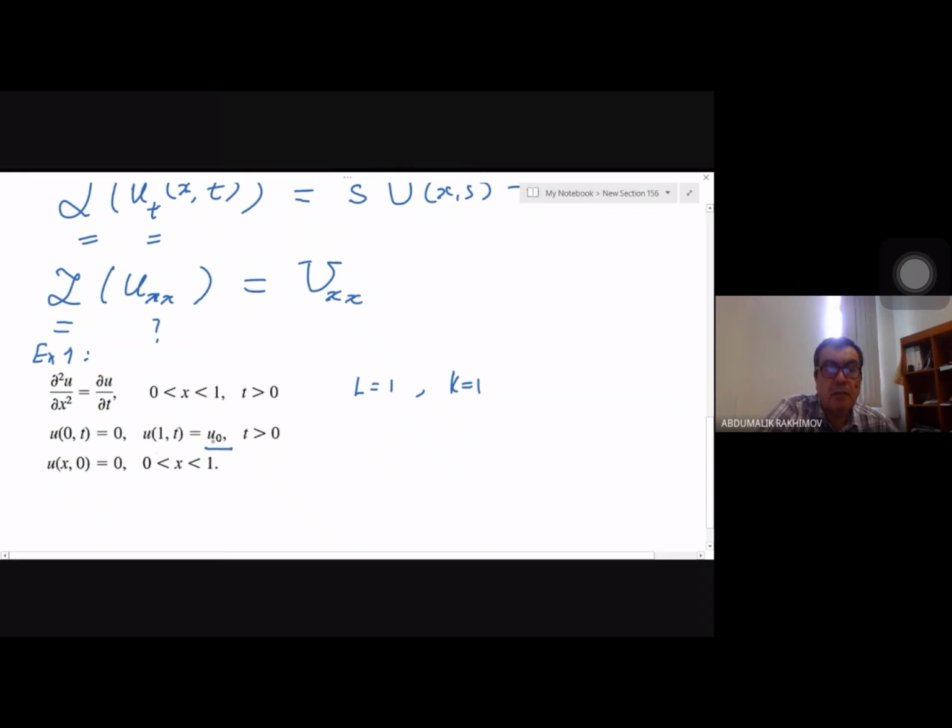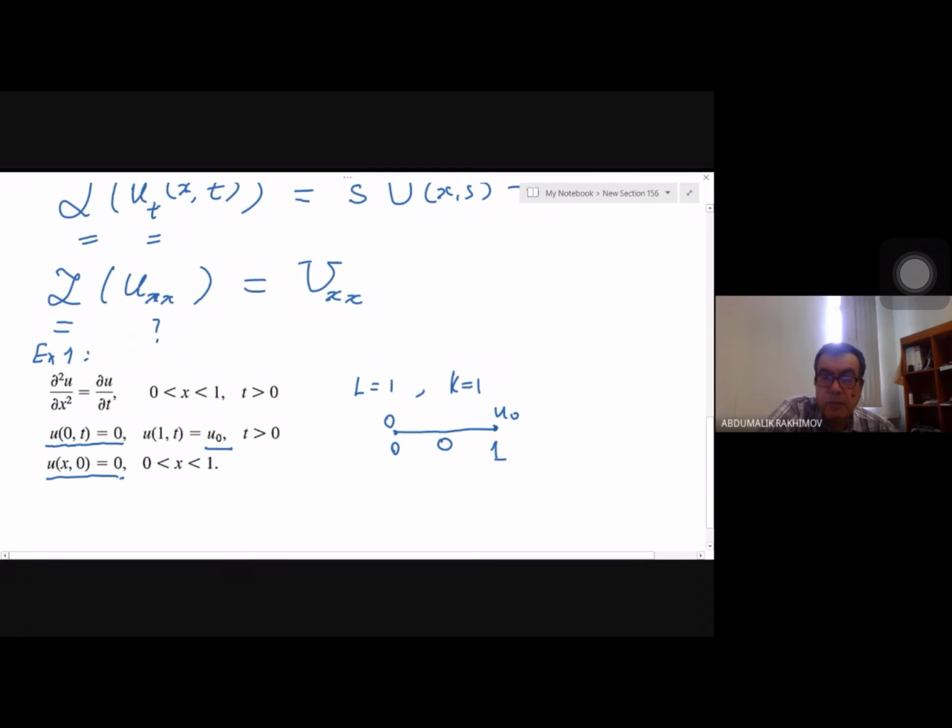We have here U0 temperature. It's about like this: you have a rod, length equal to 1. All the time we keep 0 on the left hand, and on the right hand, we keep U0. What will be next? Initially, it is 0. At initial time, it was heated by 0.